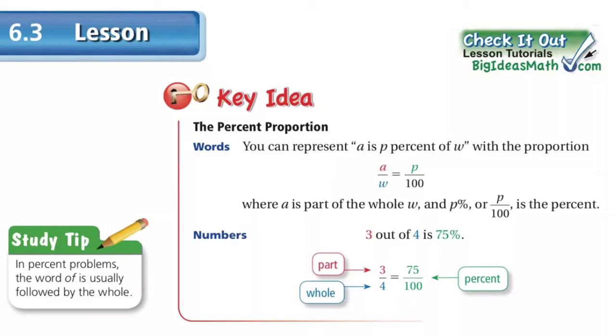So you can look how it shows where the numbers are, the part goes over the whole, and the percent is the other ratio. The study tip is really helpful. In percent problems, the word of is usually followed by the whole. So when we're looking at a percent problem, we look for the word of, and whatever number comes directly after that is the whole amount, and that goes in the bottom of the first ratio.